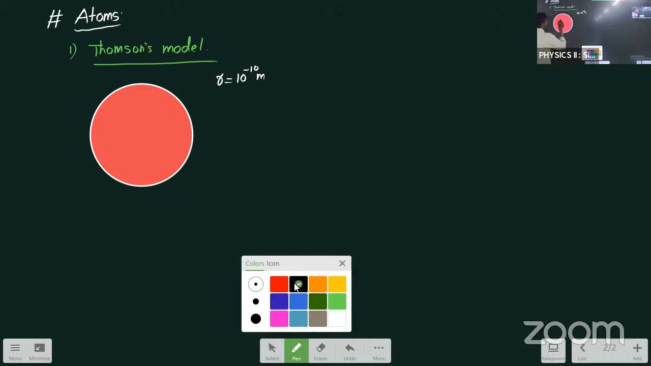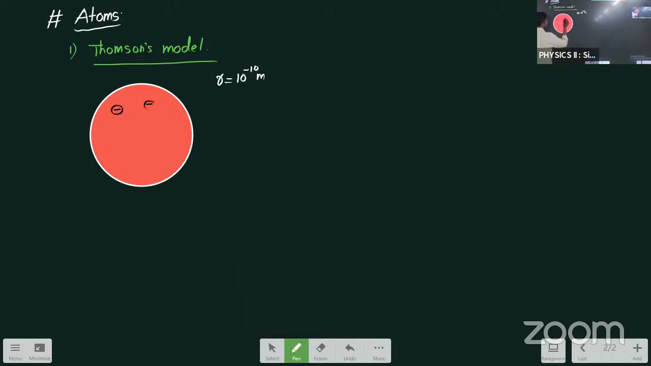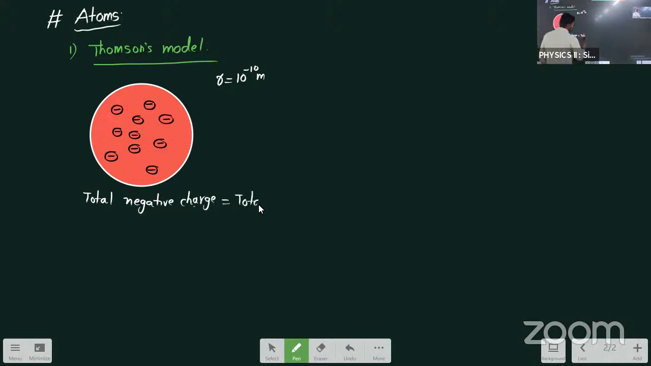Further, he said that negative electrons are embedded inside this positively charged sphere such that total negative charge is equal to total positive charge. This was the information given by Thomson. Further, he said that if total negative charge is equal to total positive charge, we can say that atom is neutral. Atom is neutral.